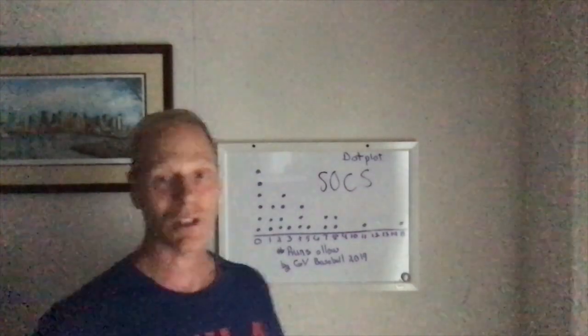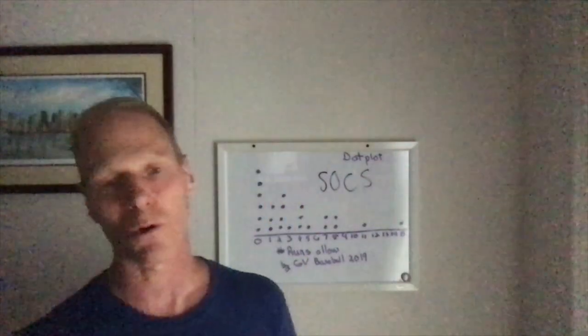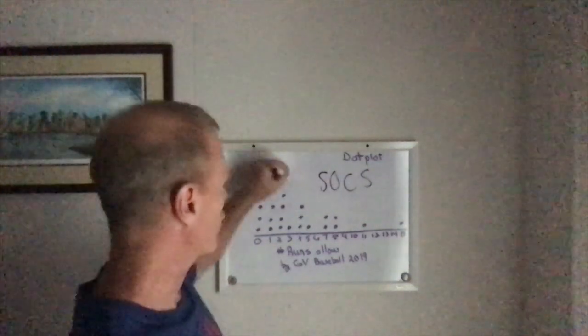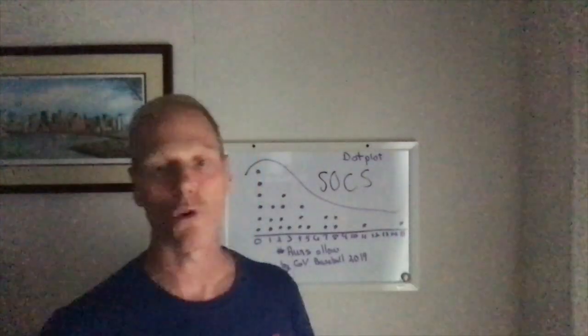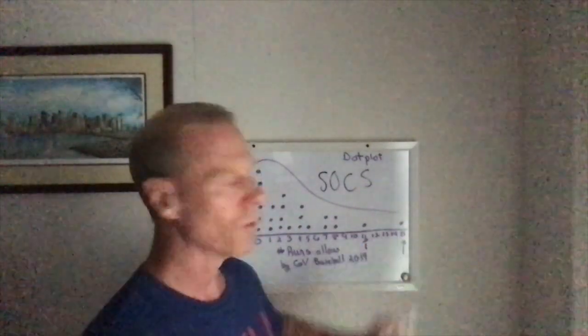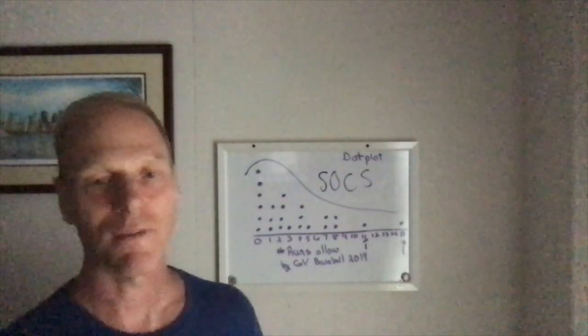So the shape of this distribution, there's three of them that we're going to be talking about quite often: skewed left, skewed right, and symmetrical. This one, the skew follows this tail, is skewed right. The outliers, there's two possible outliers, one at 11, one at 15.